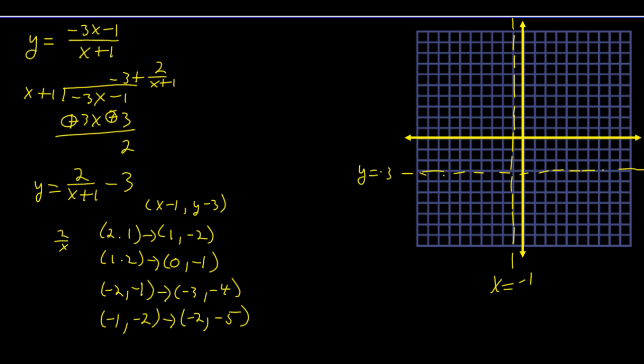So let's plot those points. (1, -2), (0, -1). So that gives me the right side of this graph. (-3, -4) and (-2, -5) gives me the left side of this graph.